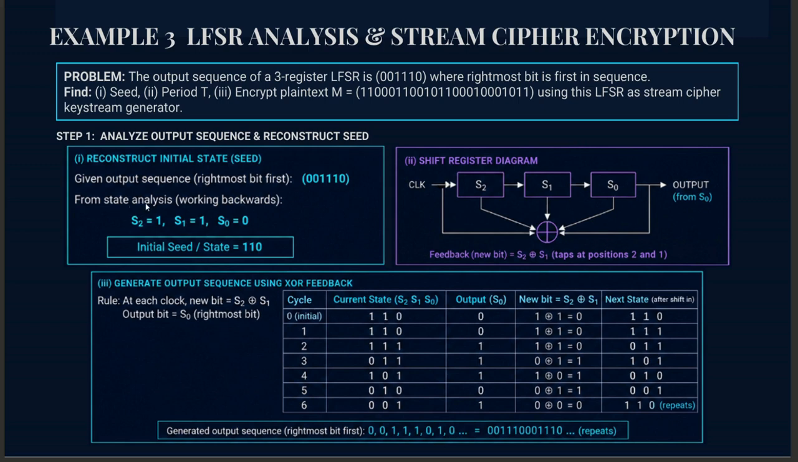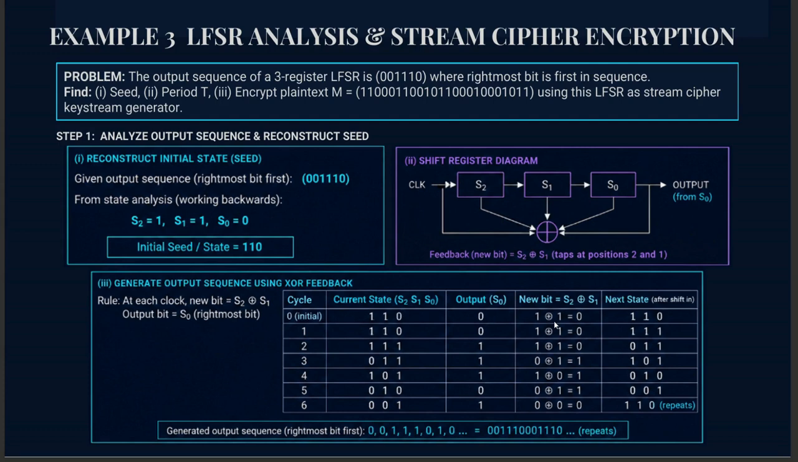Now let us reconstruct the initial state of the LFSR. We work backward from the output sequence. The state analysis shows that S2 equal to 1, S1 equal to 1 and S0 equal to 0. Therefore, the initial seed becomes 110. Now let us understand how this LFSR generates the output. At every clock cycle, the output is taken from S0. The feedback bit is generated using S2 XOR S1, then the bits shift. In initial state 110, S2 equal to 1, S1 equal to 1, S0 equal to 0. Since the output comes from S0, the first output bit is 0.